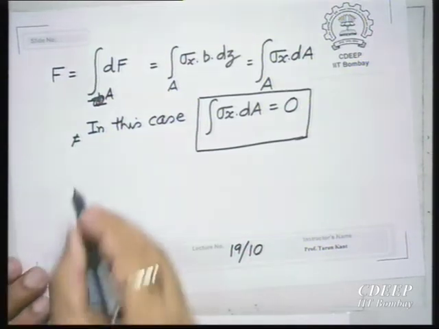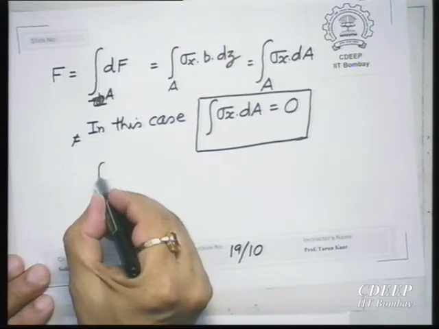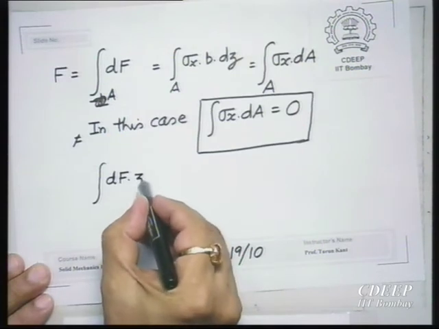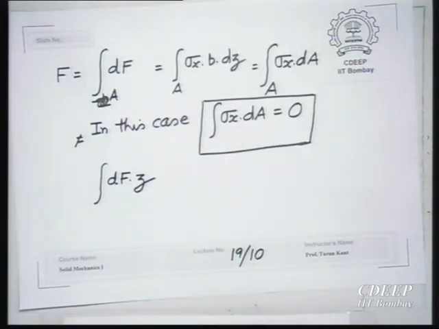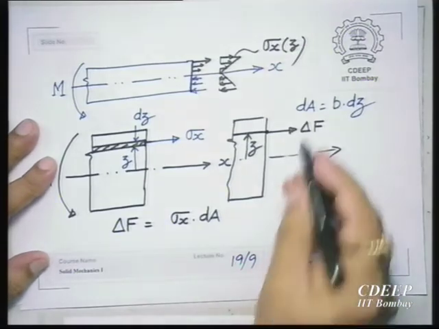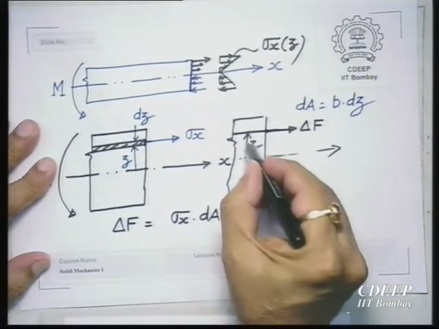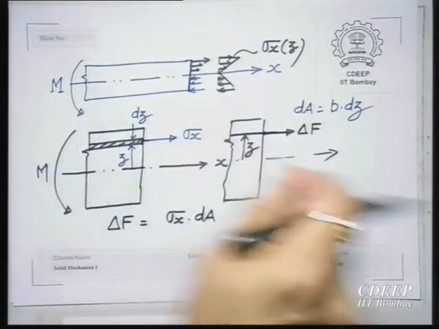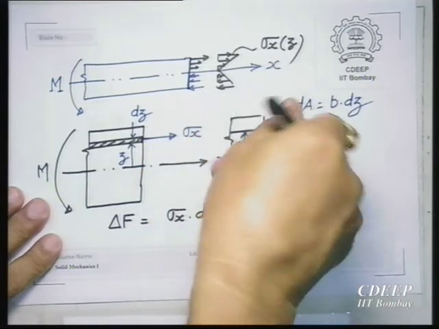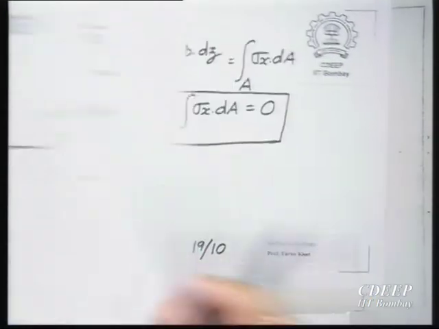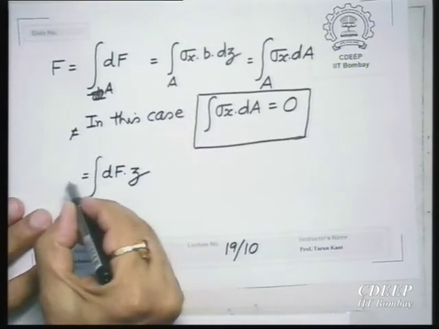Another thing, now, let me take another product, dF multiplied by z. What is this quantity? dF multiplied by z. Yes, here is dF multiplied by z. What is this quantity? dM, a small moment. A moment acting.